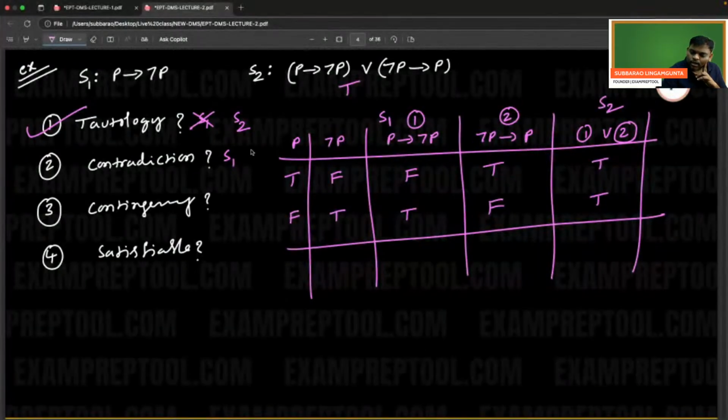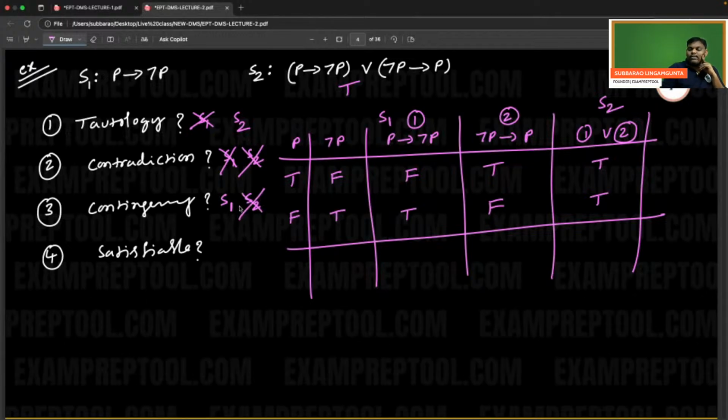Contradiction means all false. No. So no one is a contradiction. Contingency. What is the meaning of contingency? Neither tautology nor contradiction. So what is the answer? S1 is neither tautology nor contradiction, but S2 is a tautology. So no.